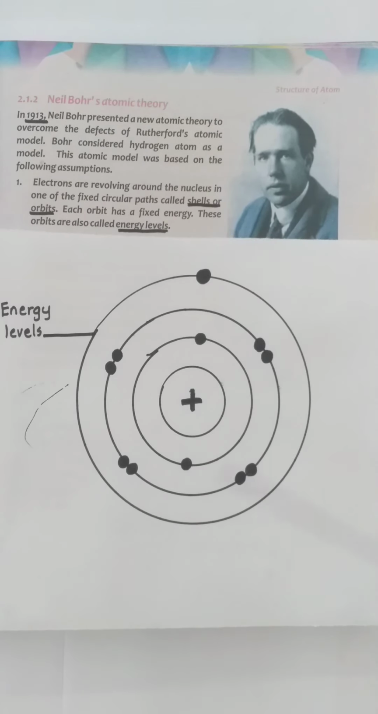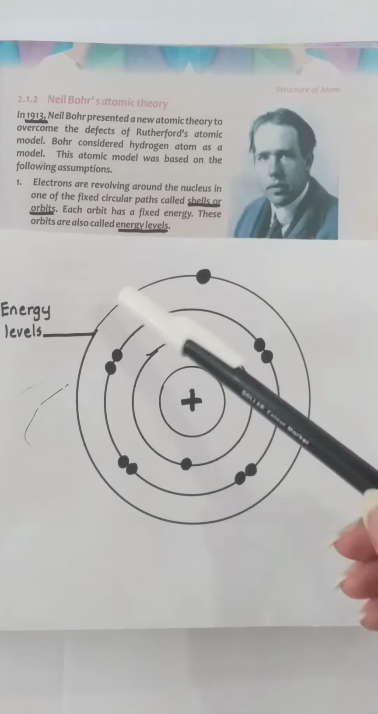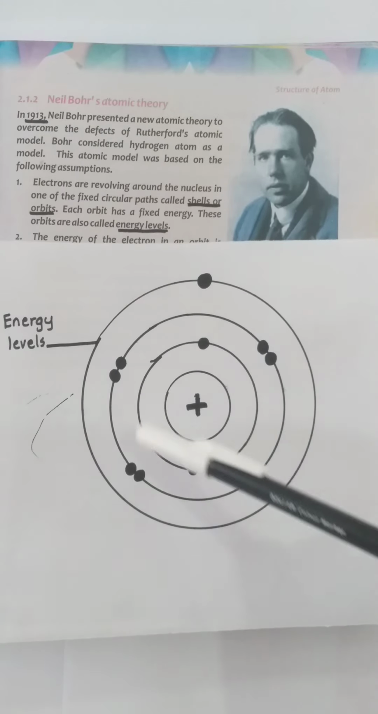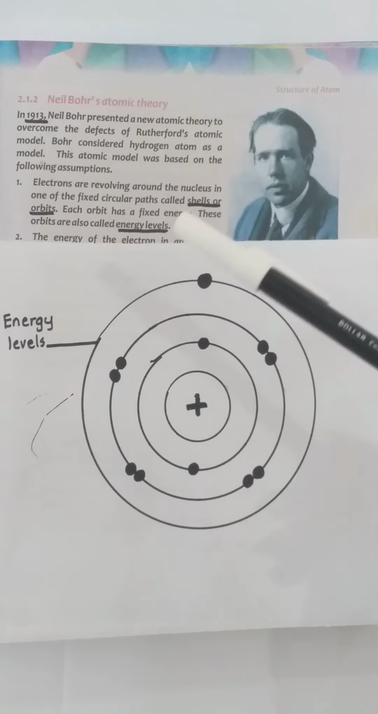For example, here we have a particular atom. हम कोई भी atom choose कर सकते हैं. I'll explain you where are the energy levels. These are the energy levels, as you can see. They are also called shells or they are also called orbits. 3 names Bohr ने इसको दिए हैं.